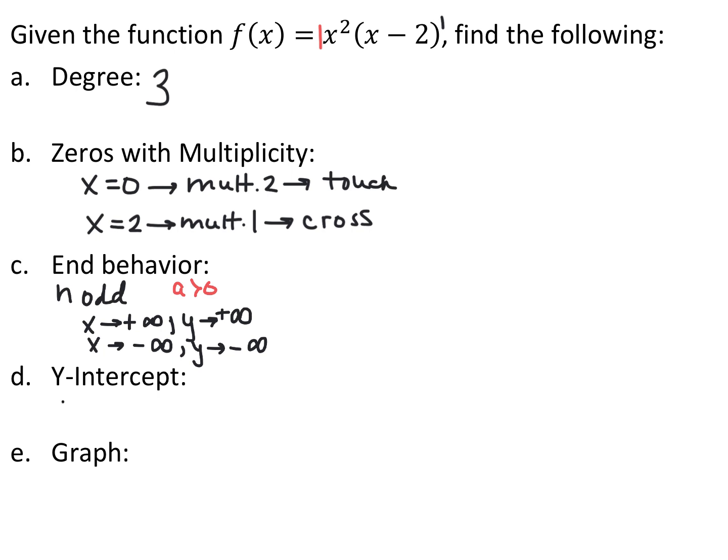For the y-intercept, I'm going to plug in 0 for x. So I end up with 0 squared times 0 minus 2, and so that whole thing is just going to be 0. Because I have an x-intercept of 0, I have to have a y-intercept of 0. So then I'm just going to graph all of that.